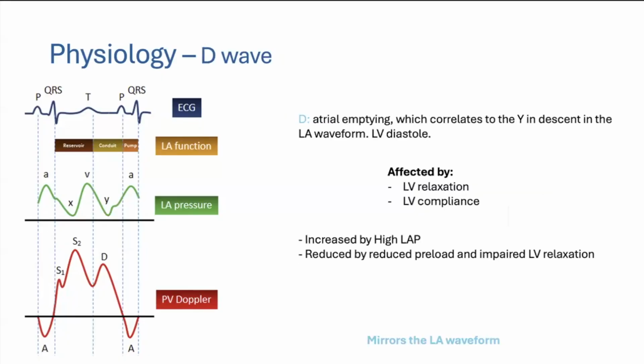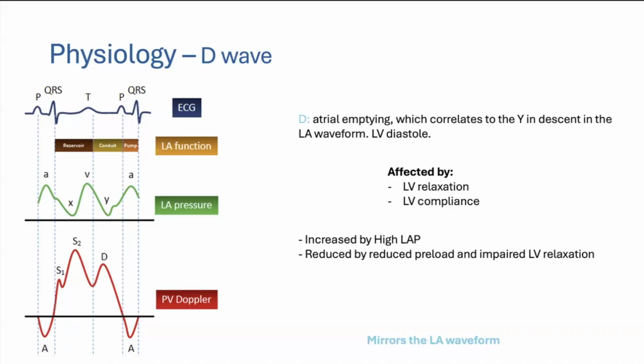The last waveform is the D wave, and D wave correlates with the Y descent in the left atrium, which is basically the atrial emptying, and makes sense. If the atrium empties, there's more movement into the pulmonary veins. It gets affected by LV relaxation because it's a diastolic event, as well as the LV compliance.